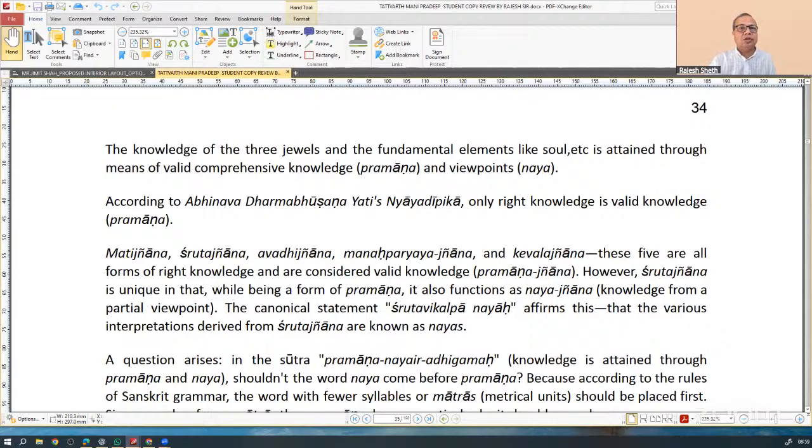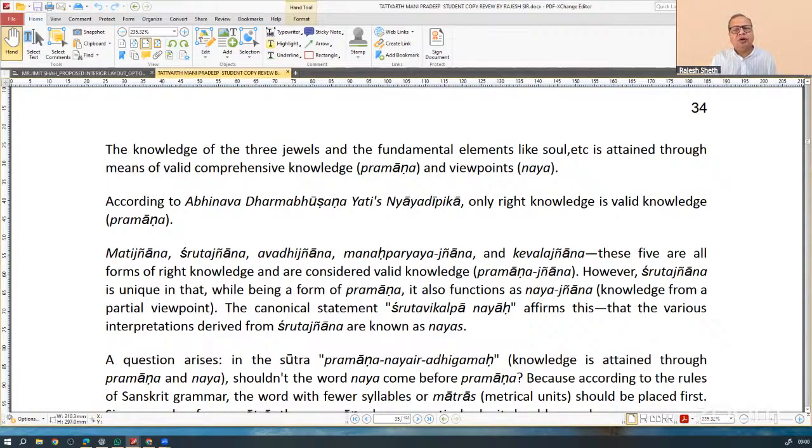There is a very good orator over there. The audiences are very mesmerized. They are very keen, listening very sincerely. All this shows that the person who is giving the lecture is of great credentials. So this is called valid comprehensive knowledge. Viewpoint is a part of valid comprehensive knowledge. It's just a part, not the whole thing.